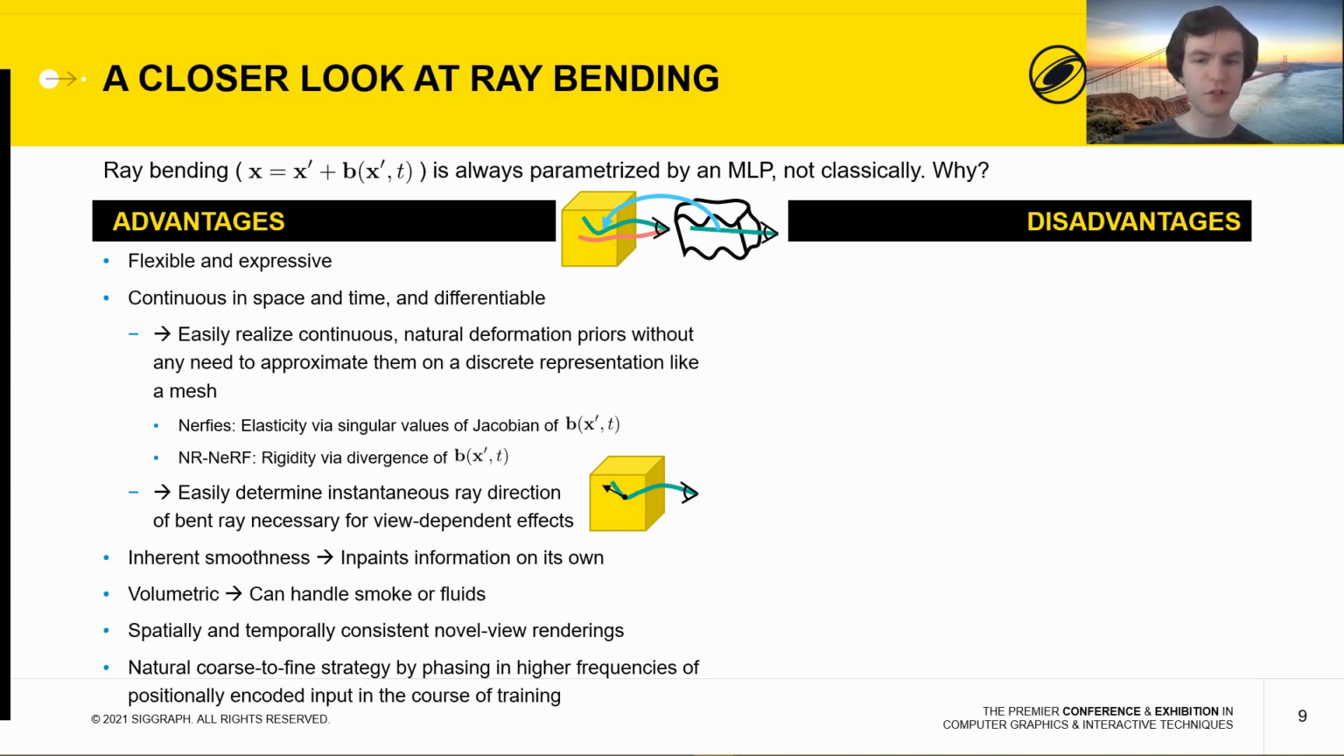And if we use positional encoding for the input point, then we can slowly phase in higher frequencies over the course of training in order to have a natural coarse to fine strategy.